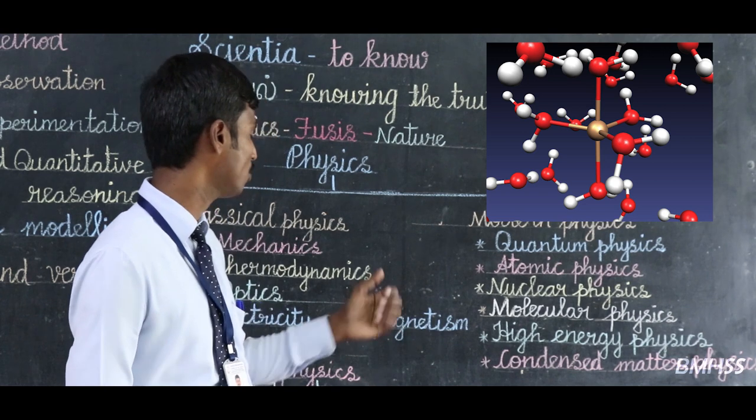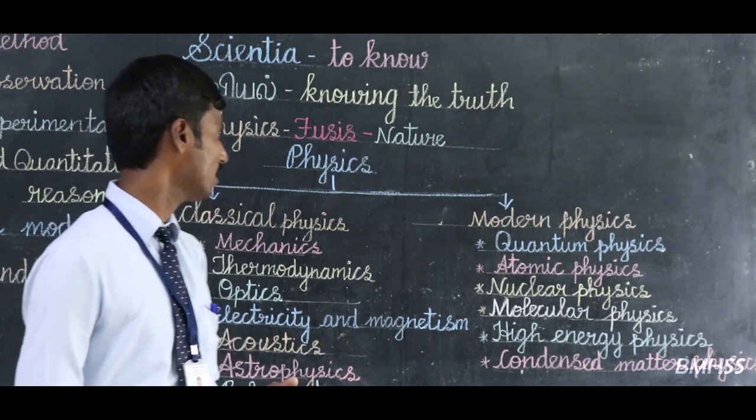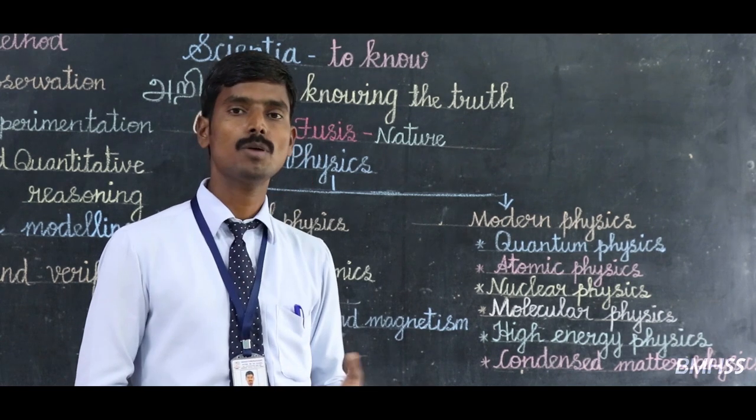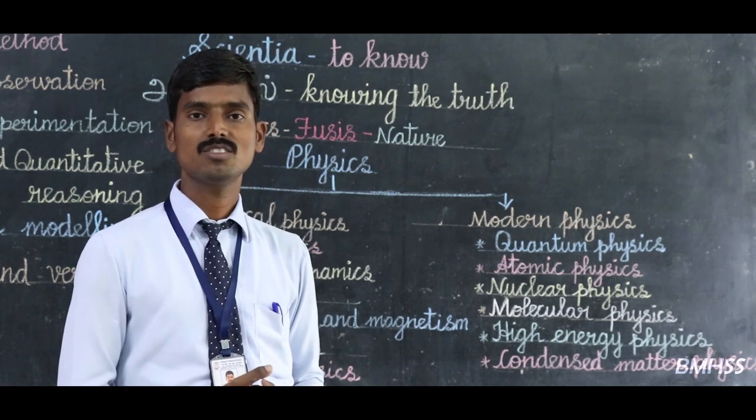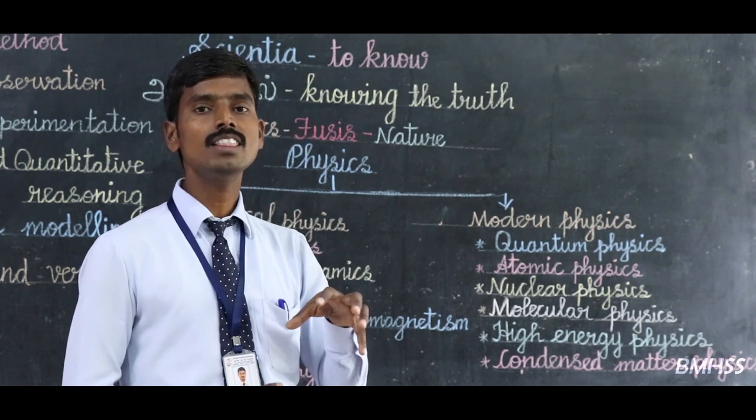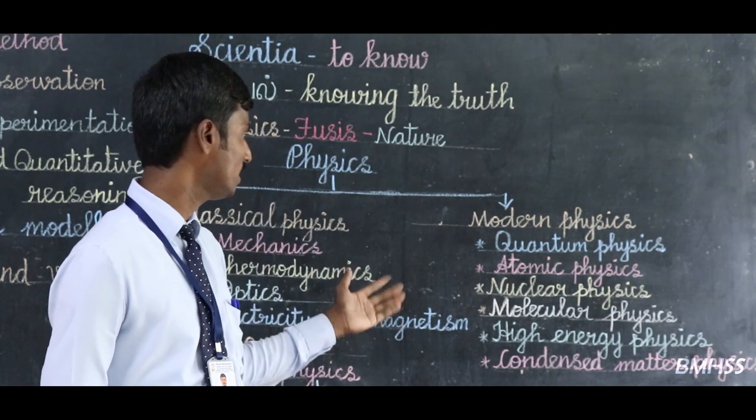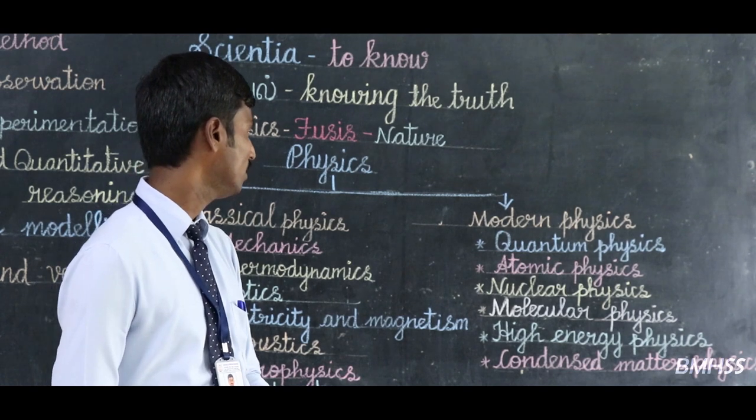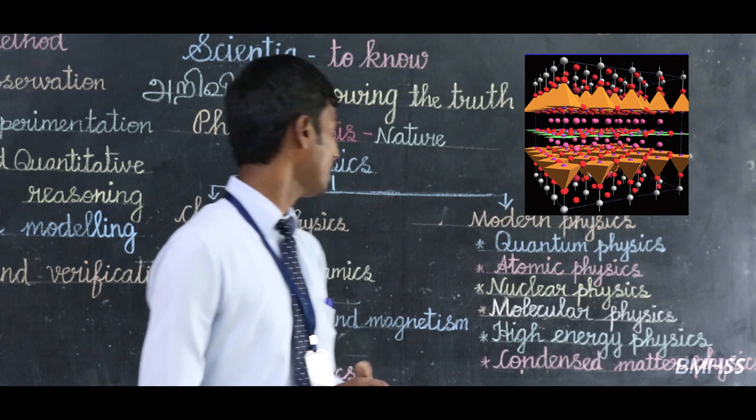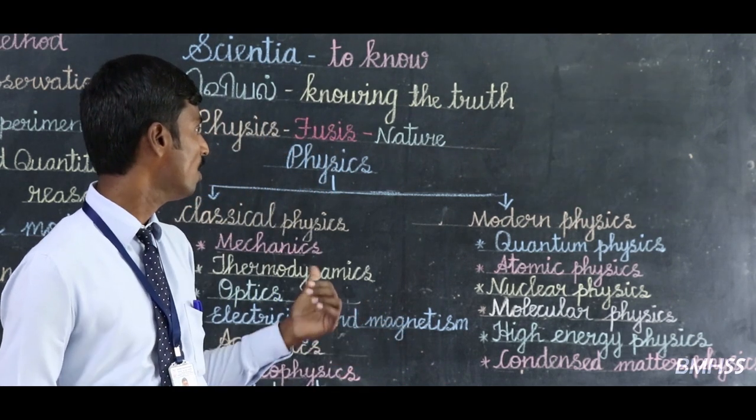So this topic explains that. Higher energy physics is nothing but particles, n number of particles, you know, photons, pion, kaon, pi meson. All the elementary particles are dealt with in higher energy physics. The next one is condensed matter physics. Condensed matter physics is also one type of modern physics.